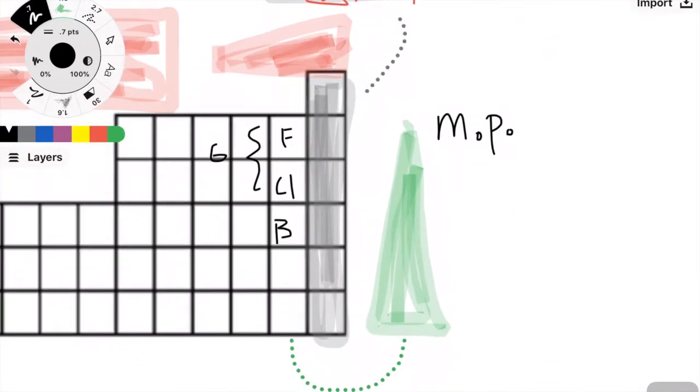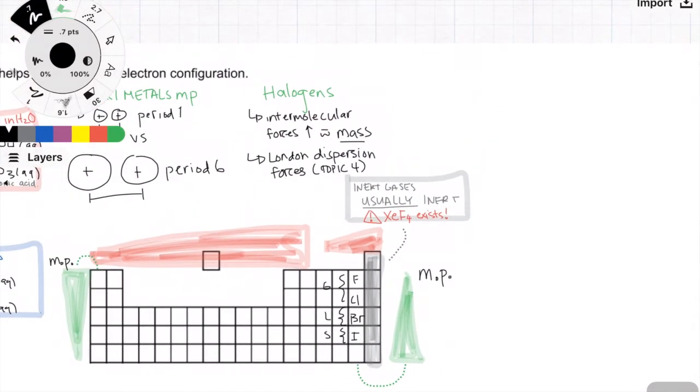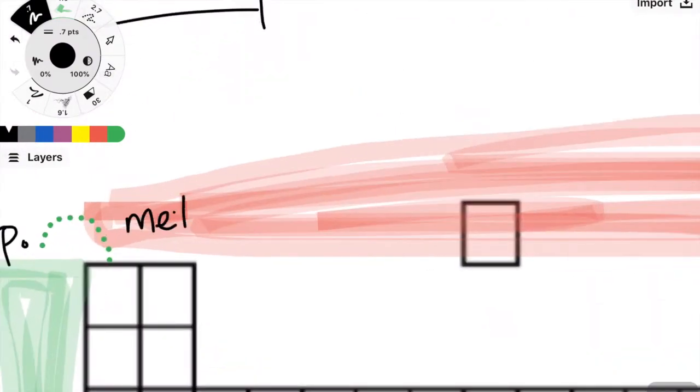Okay, we can see that if we go down a group. So fluorine and chlorine are both gas, bromine is a liquid, and iodine is a solid. So you can see how going down the group, we slowly get to have stronger attractions between our halogens.